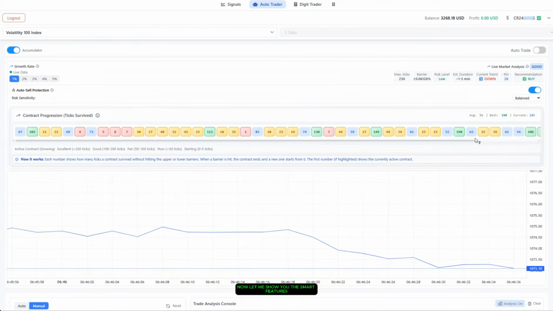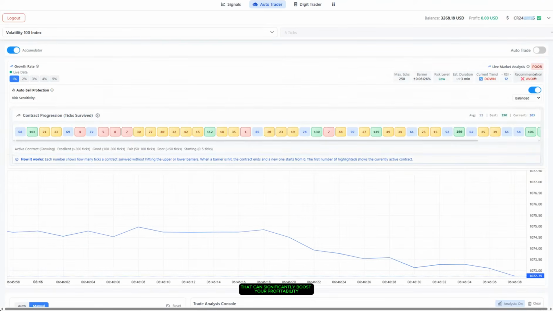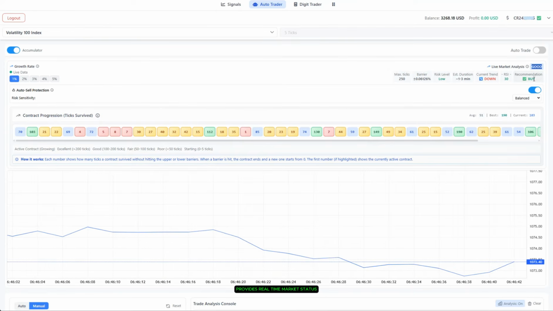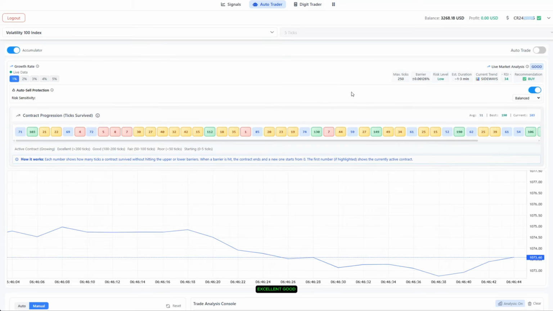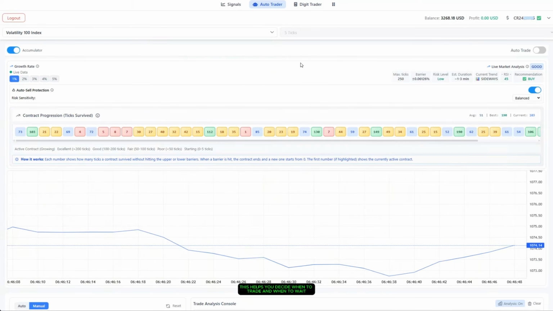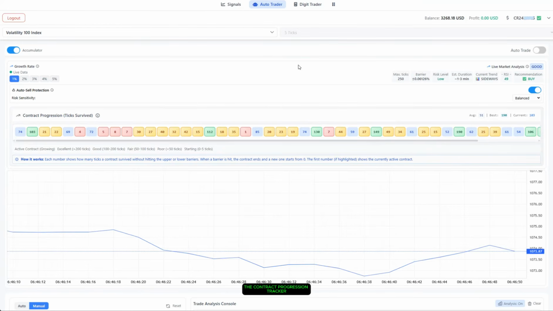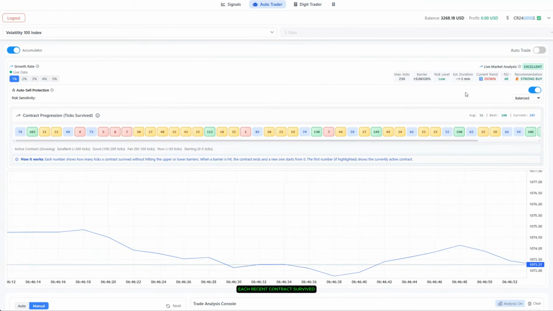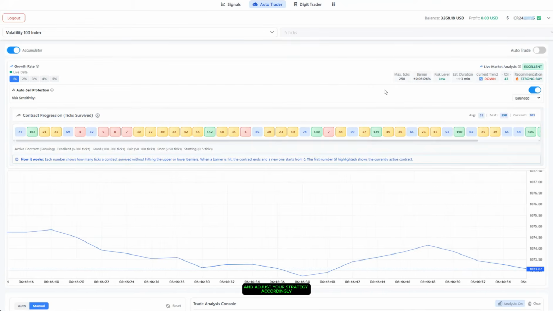Now, let me show you the smart features that can significantly boost your profitability. Our live market analysis provides real-time market status: excellent, good, fair, or poor. This helps you decide when to trade and when to wait. The contract progression tracker shows you exactly how many ticks each recent contract survived. You can see patterns and adjust your strategy accordingly.